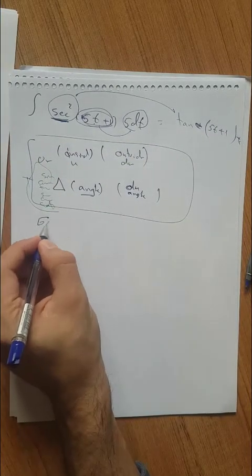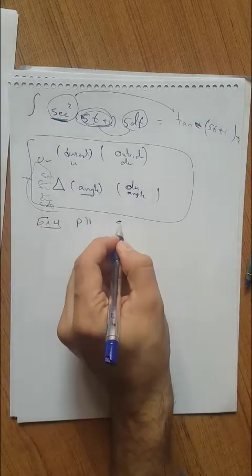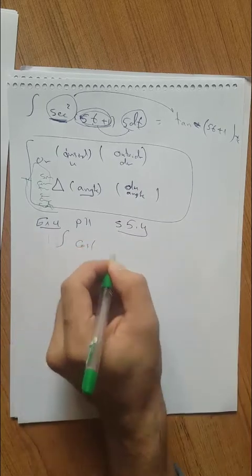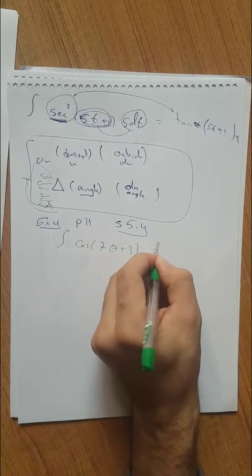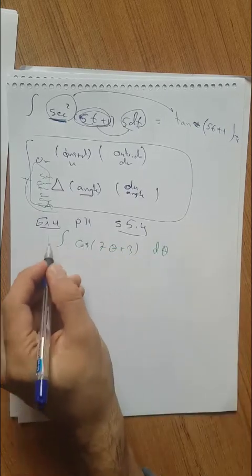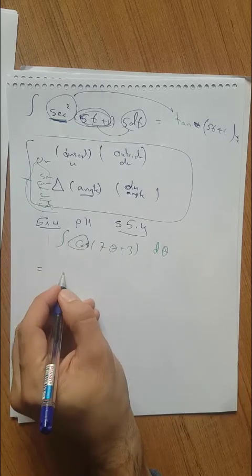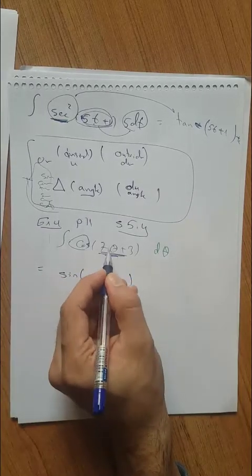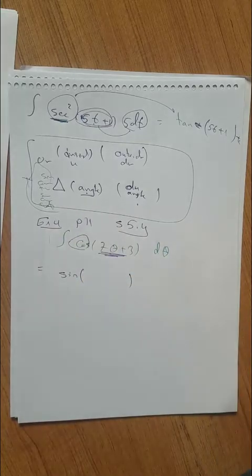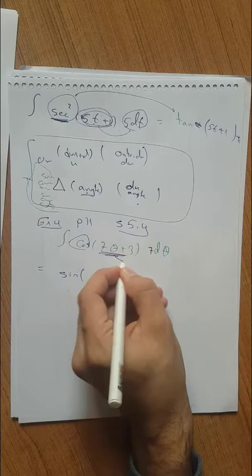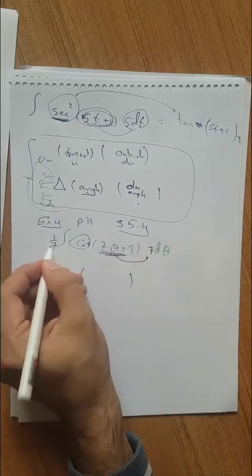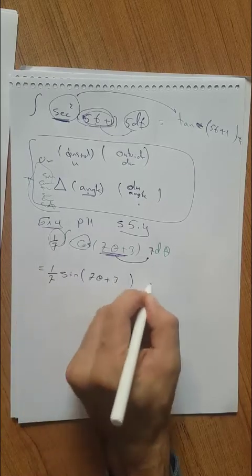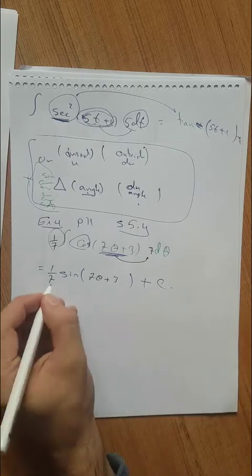How about example 4, page 11? What do we have? We have cosine of (7 theta plus 3) d theta. So we have the trigonometric function. The integral of cosine is sine. The derivative of the angle is equal to 7, but we don't have 7 here. So we will add 7 here because we need it, and we cannot add something without calculation, without accounting for the other part. So we have 1 over 7 sine of (7 theta plus 3) plus c. That's all that we need.